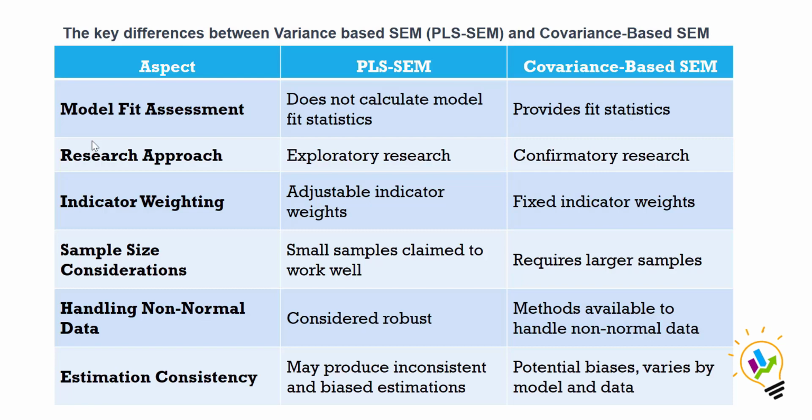Coming to covariance-based SEM, it uses fixed indicator weights. This means that the weights of the indicators are not adjustable. You cannot decide which indicators are more important for measuring a construct and give them more weight in the analysis. So indicator weights can be adjusted for PLS-SEM. Coming to covariance-based SEM, it is fixed, so you cannot decide the priority at all.